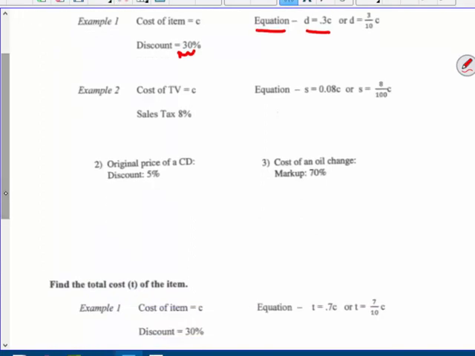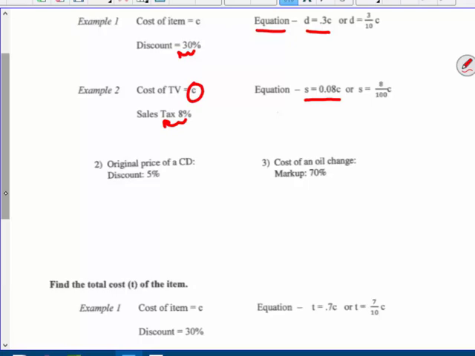Example 2, the cost of a TV is C. Its sales tax is 8%. So finding the sales tax, they called it S for sales tax. 8% changed to a decimal is 8/100ths. So S equals 8/100ths times C, the cost of the TV, or S equals 8 over 100, C.